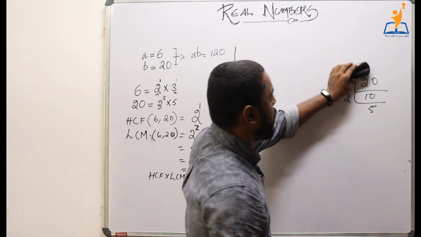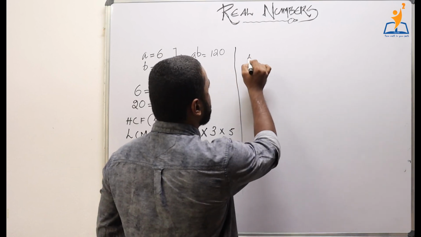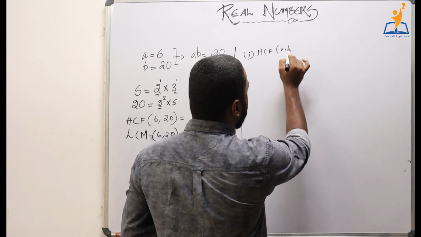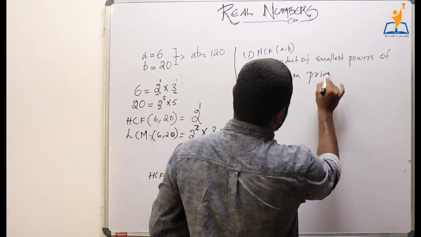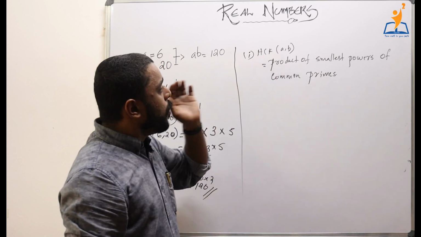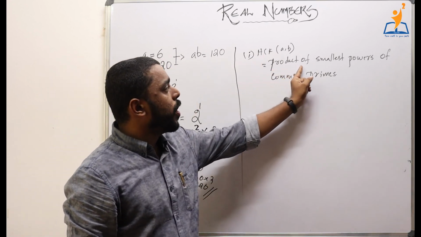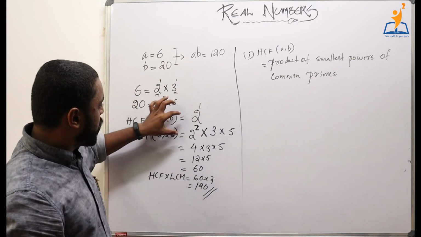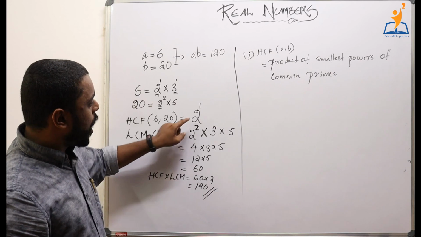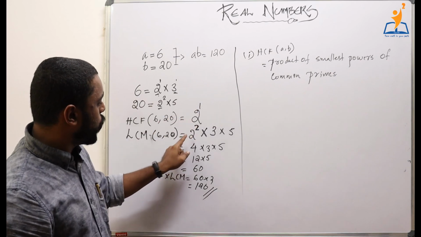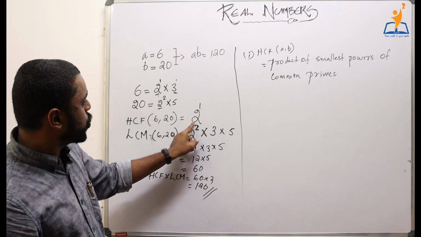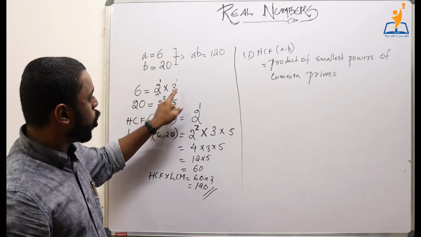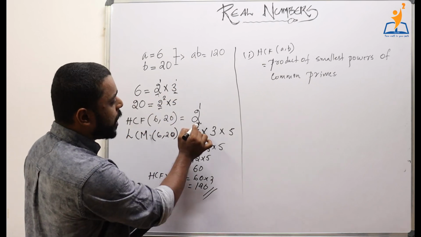So from this example we can have three results. 1. HCF of two numbers A and B equal to the product of smallest powers of common primes. Here the common prime is 2 and the smallest power is 1. So we get HCF equal to 2 raised to 1. And in this case we don't have any other common primes, so our HCF will be 2 itself.